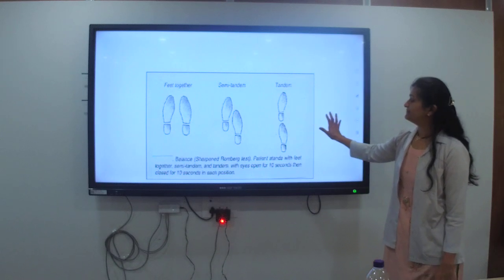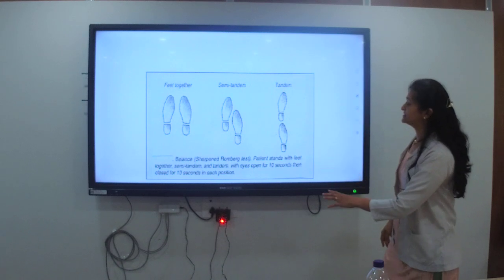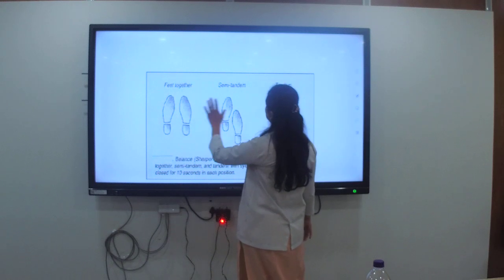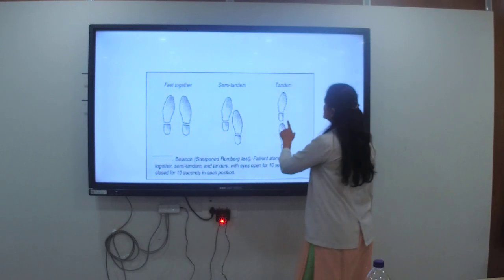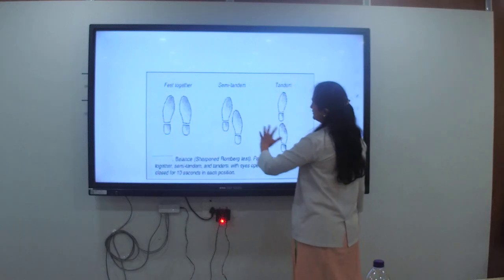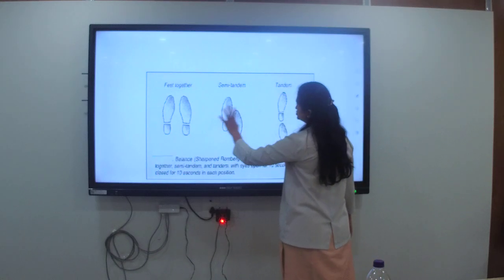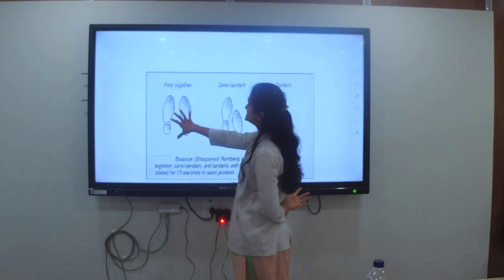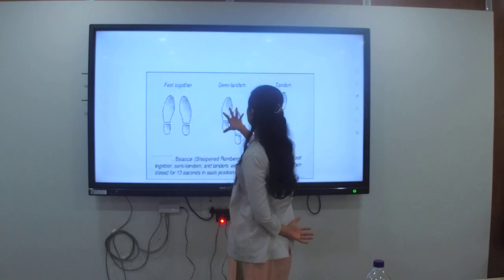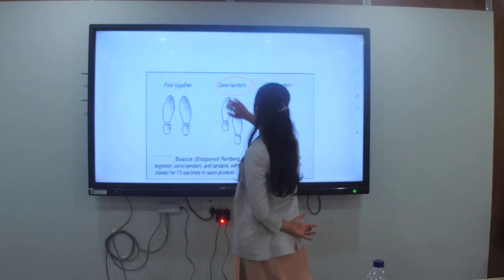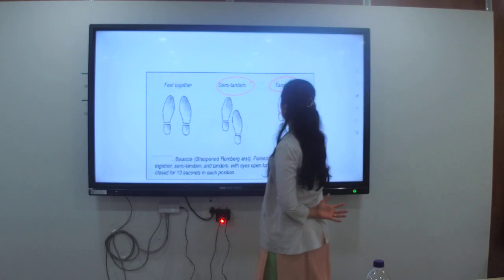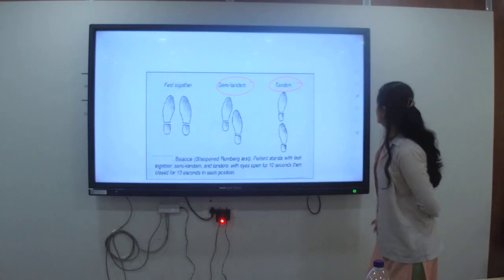So this is a diagram where you can see what we have just discussed. Initially the first Romberg test was feet together. This is the semi-tandem position and here is the tandem position. So you have to progress it like this. In the first, the patient will be able to maintain the balance more easily. The second task becomes difficult and this task becomes more difficult. So first is with the eyes open and then with the eyes closed.